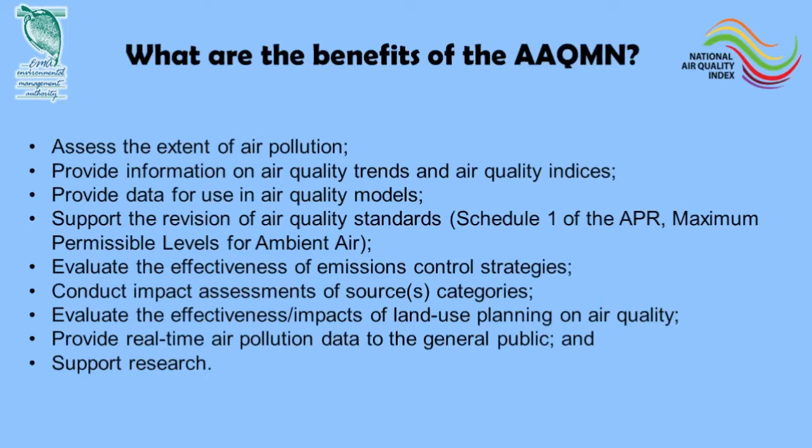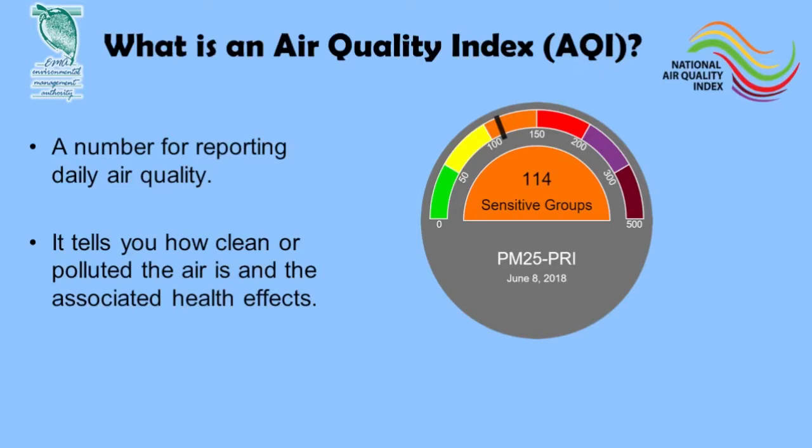An air quality index, or AQI, as it is commonly called, is a number for reporting daily air quality. It tells you how clean or polluted the air is and the associated health effects. We can think of the AQI as a measuring stick or a scale that has values from 0 to 500. The higher the value on that scale, the greater the air pollution and greater the health impact.